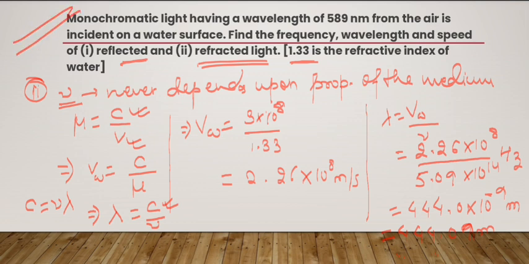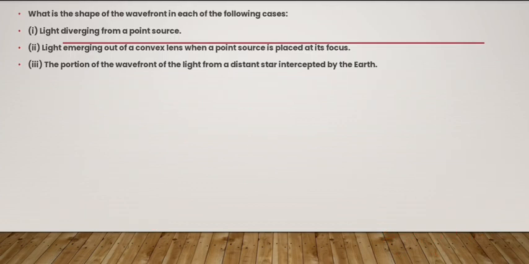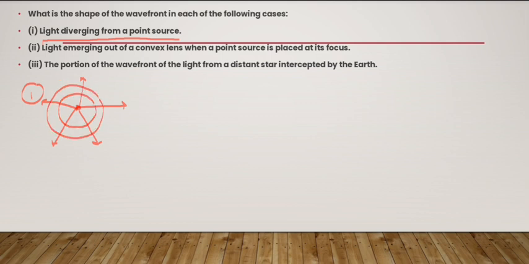Now let's move to the second question. Here, the question says, what is the shape of the wavefront in each of the following cases? In the first case, the light diverging from a point source. Students, we know if we have a point source, the light will diverge in all directions, and the wavefront so formed will be spherical in shape. So in the first case, it will be spherical.